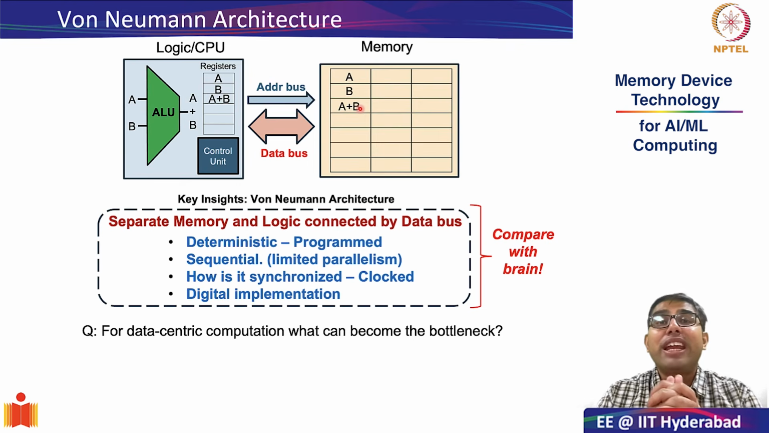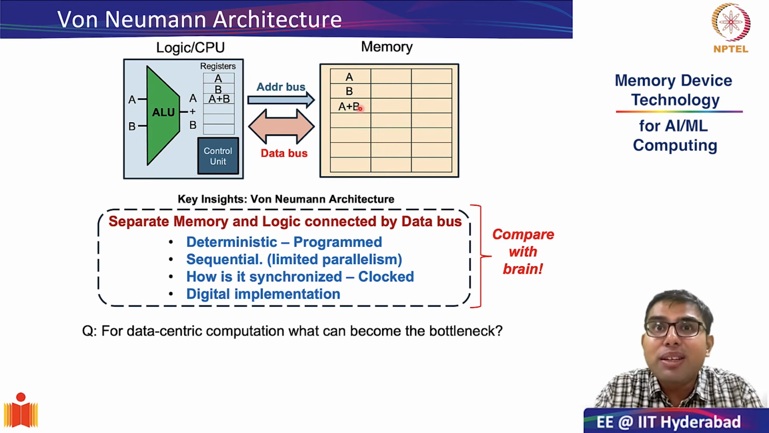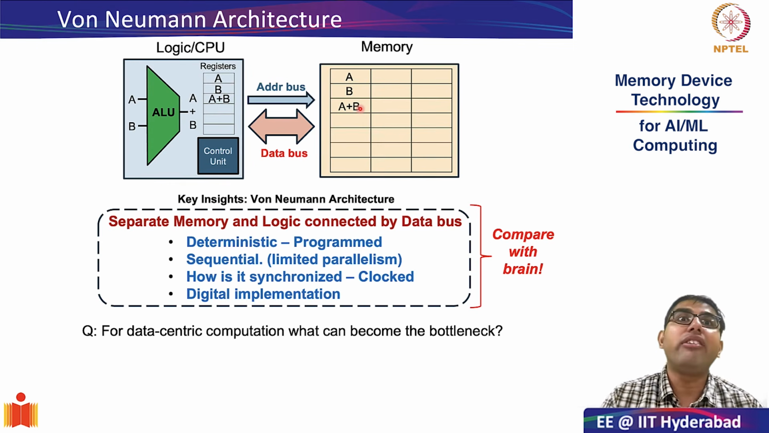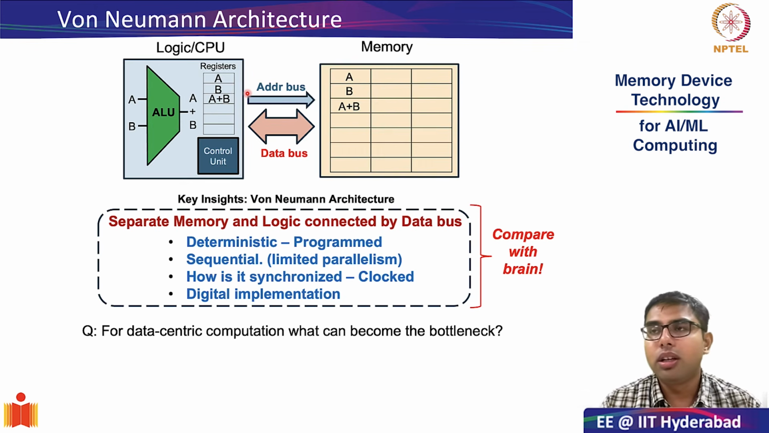Also, it will be very important to ask, what is the bottleneck in so-called data-centric computing? When you try to run data-centric computing paradigms on Von-Neumann architecture, what becomes the bottleneck? In this entire element, what becomes the bottleneck? The initial tendency, because we are talking about data and memory centric, you might want to think that the bottleneck becomes this memory. But think again.